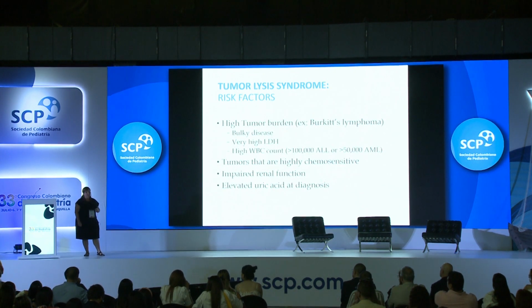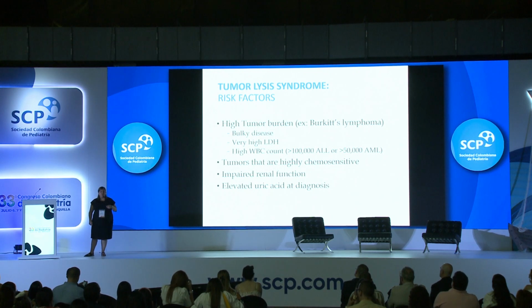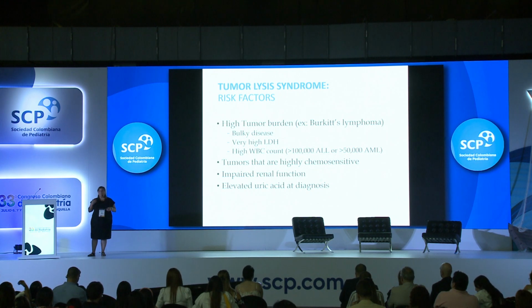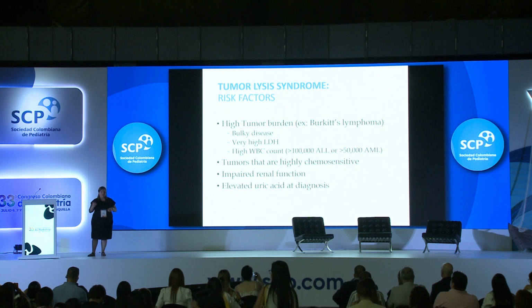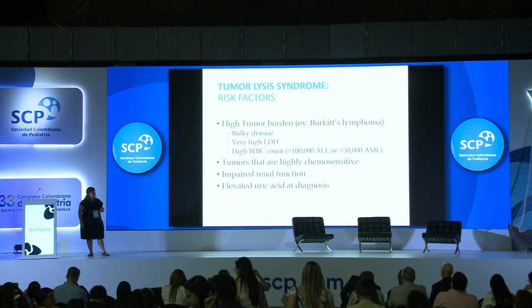Risk factors for tumor lysis syndrome. So the number one risk factor is a very high tumor burden and then high chemosensitivity. And so Burkitt's lymphoma is one of the classic examples of a cancer that causes high risk for tumor lysis syndrome, because you both have a high level of rapidly growing tumor due to the lymphoma, but it's also very chemosensitive, which can then lead to tumor lysis syndrome.